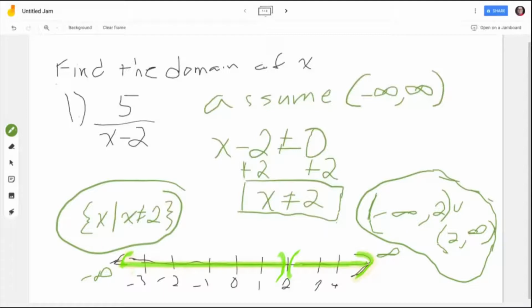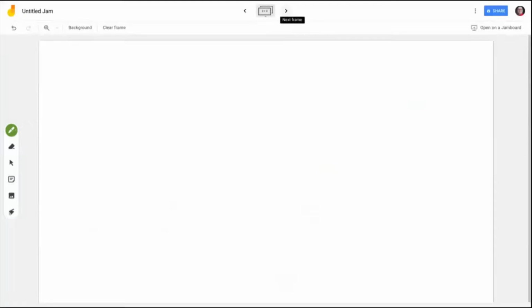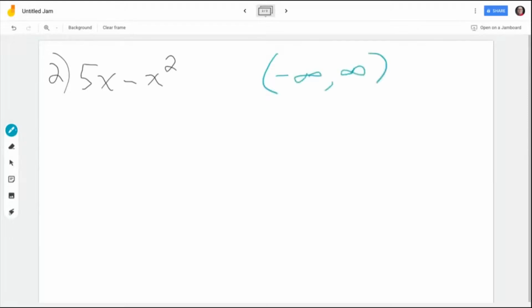Okay. Let's look at another example. Let's say we want to know the domain of 5x minus x squared. This is number 2. So, same process. We're going to assume it can be whatever it wants, negative infinity to positive infinity. And so that's going to be the assumption we make.